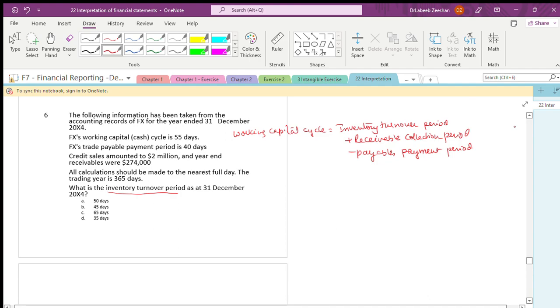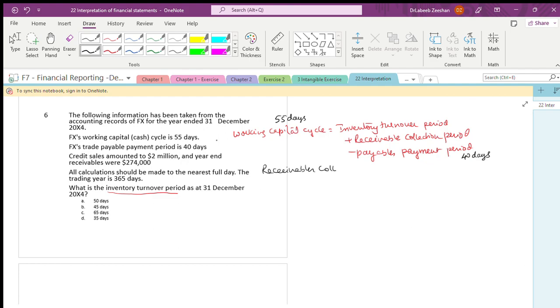How much is the working capital cycle? They gave us 55 days. And they gave the payables also. Payables are 40 days. They have not given the receivables collection period. We will calculate the receivables collection period.